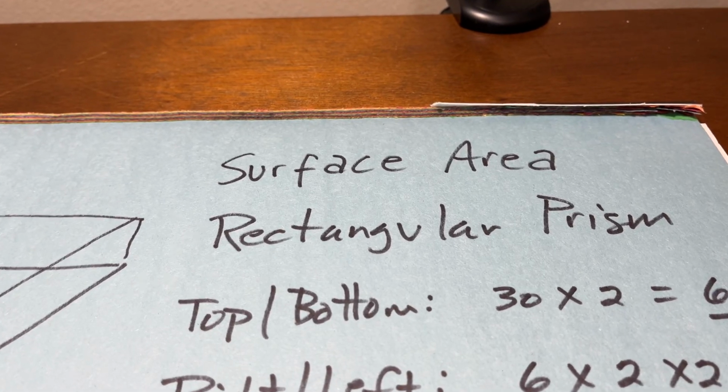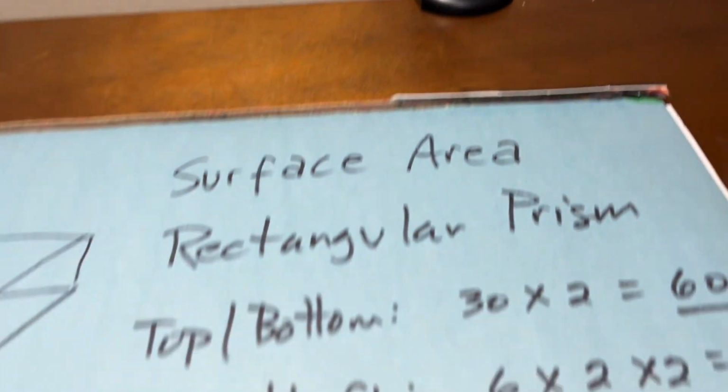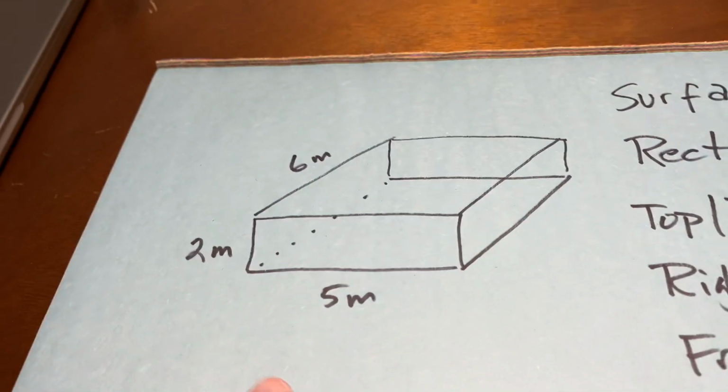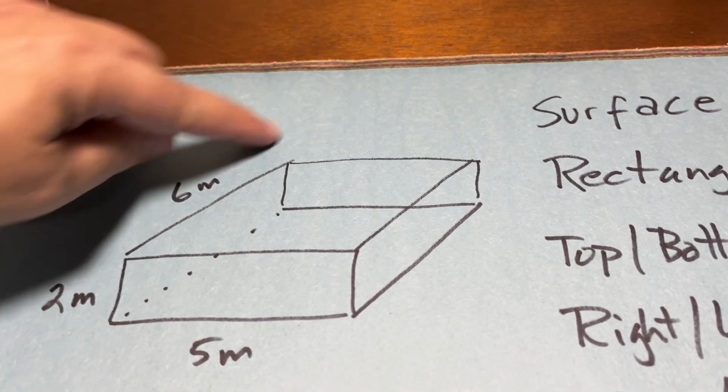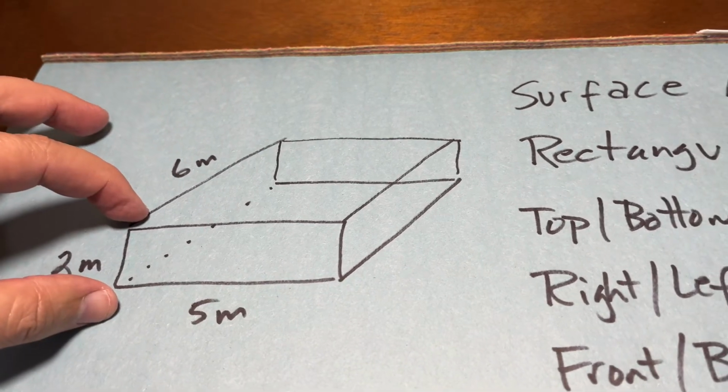Let's talk about the best way to find the surface area of a rectangular prism. It looks like this. A rectangular prism is a box. This is 6, this is 5, this is 2.